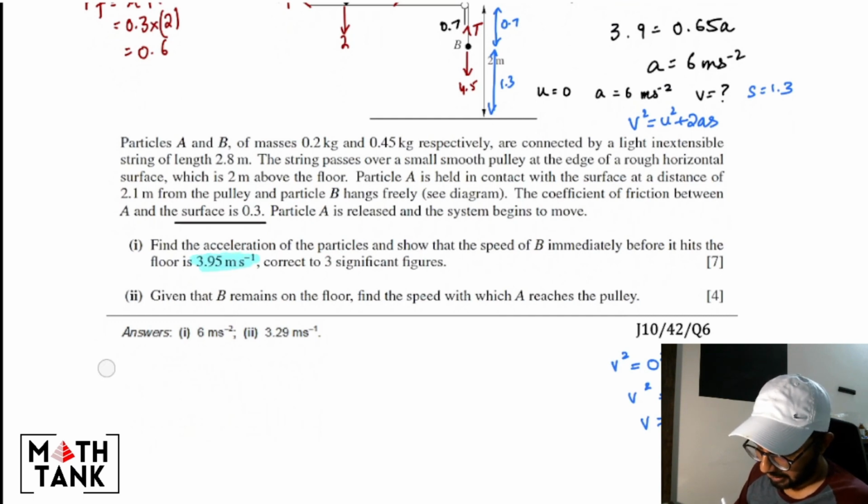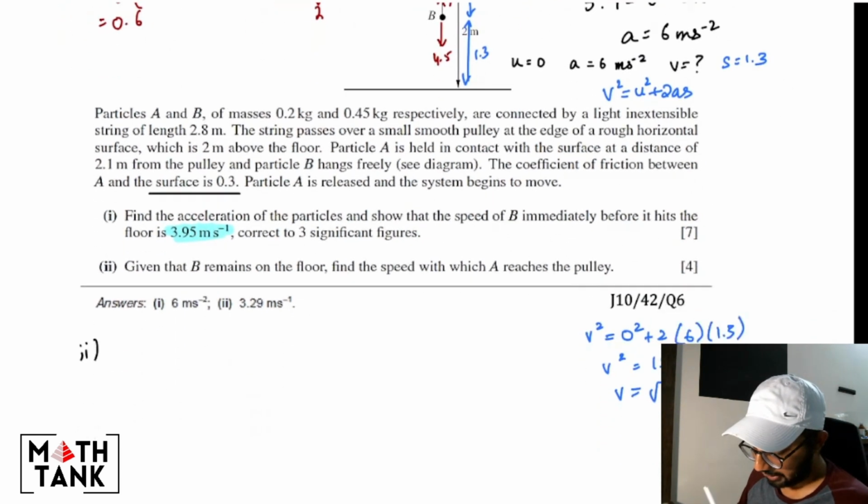Okay, so we have the correct answer. Then we go on to part 2. Part 2 says, given that B remains on the floor, find the speed with which A reaches the pulley. Now we need to understand what is happening at A.